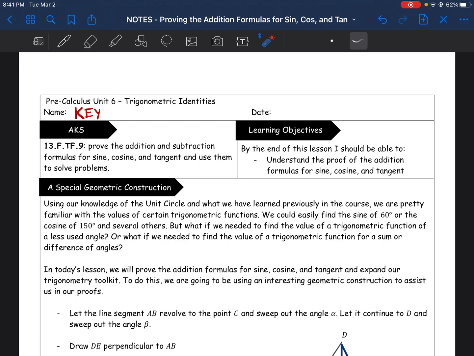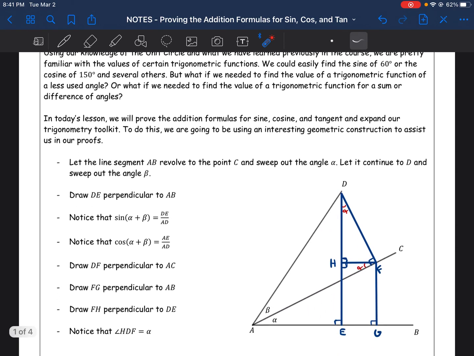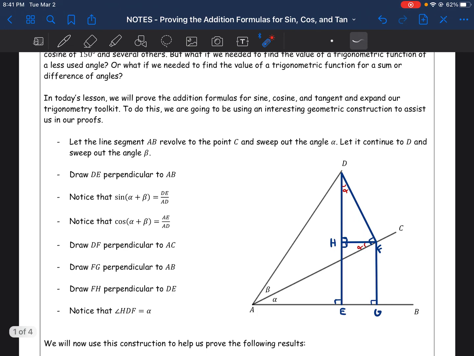In order to do this, though, we're going to be using a special geometric construction, which you can see right here. So the way that this geometric construction starts is we start with the line segment AB. We revolve AB to the point C, and we get line segment AC, and the angle that it sweeps out is angle alpha. Then we take AC, revolve it to D, and we get the line segment AD, which sweeps out the angle beta. Okay.